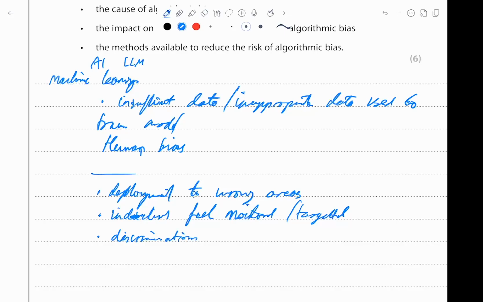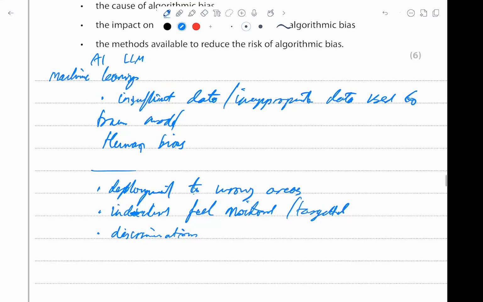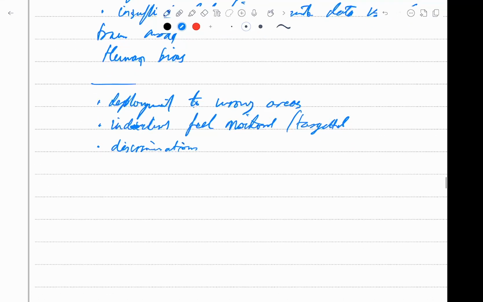Discrimination can happen in all communities, including white British. Feedback loops. We could have human oversight. So how could we reduce the risk? How can we reduce this?